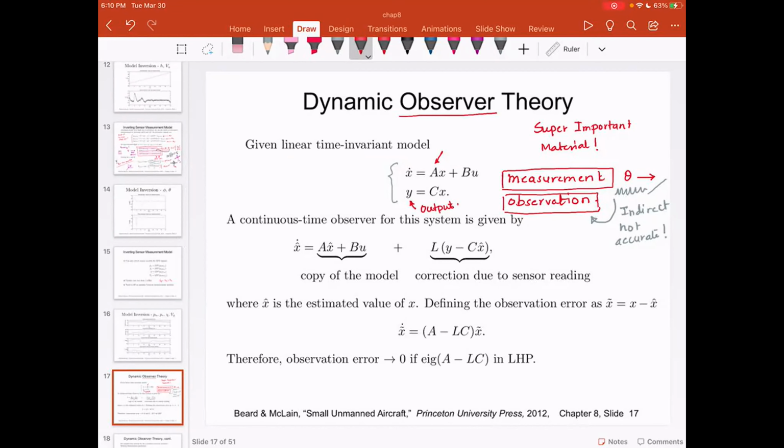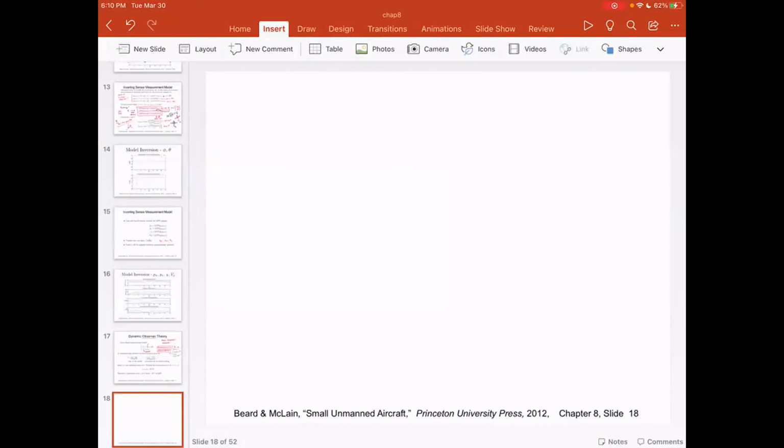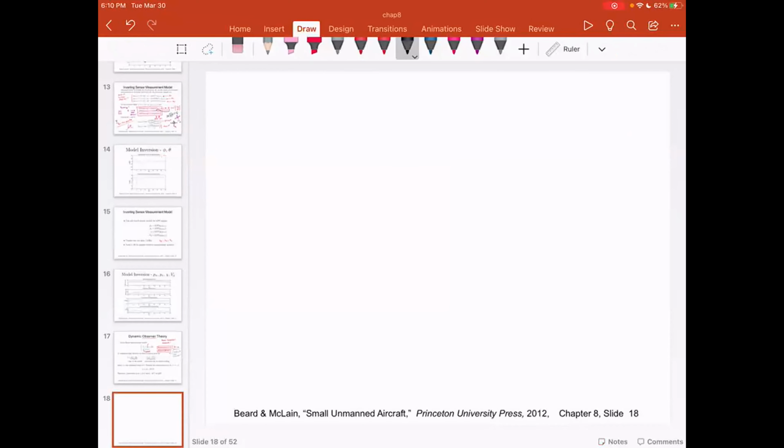So I'm going to write down an equation, and with this equation I will try to explain the concept of an observer. And please understand, this is a super important concept. Now, let me give you a physical interpretation of what an observer is. So you are here, and you see your friend walking.